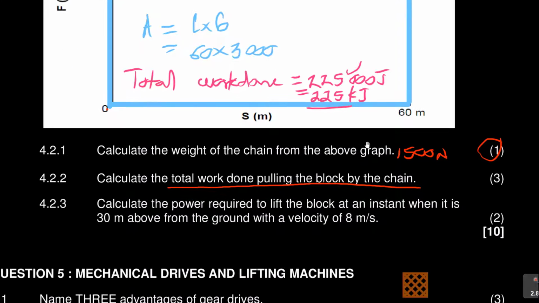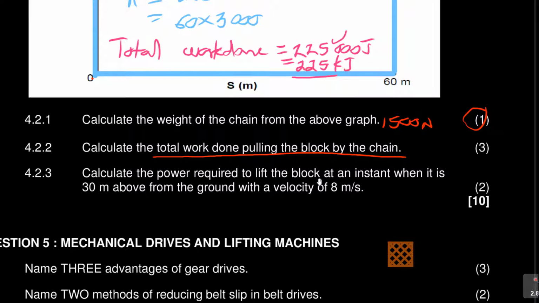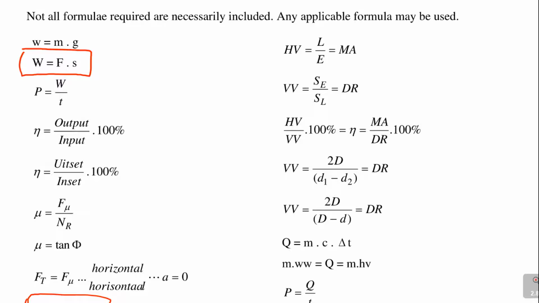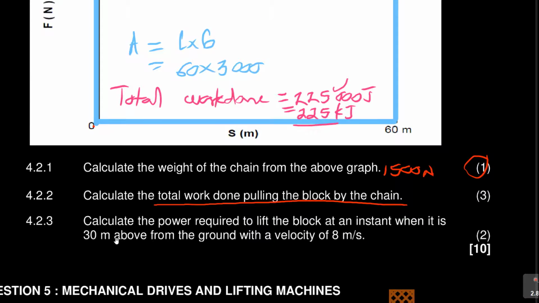That is that. All right, now 4.2.3, calculate the power required to lift the block at an instant when it is 30 meters above the ground with a velocity of that. So they want us now to calculate the power required at an instant to lift the block. Now when you come to power, I think there is a formula for power. Power is work done over time taken. Now let's check if they gave us time, but I don't remember dealing with time here. What did they give us? They gave us the distance and displacement in a way, and the velocity.